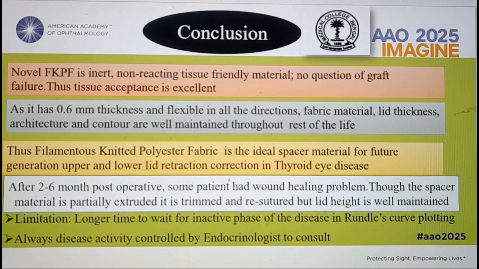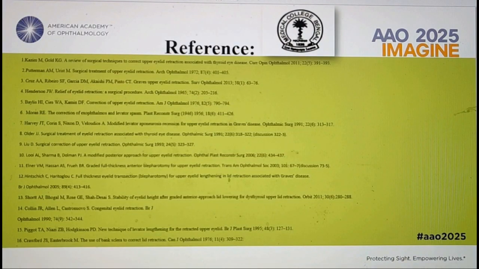thyroid eye disease. After 2 to 6 months post-operatively, some patients had a wound healing problem, and the spacer material was partially extruded, but it was trimmed and resutured, and the lid height was well maintained throughout the post-operative period. Limitation: a longer time to wait for the inactive phase of the disease in Rundle curve plotting. Disease activity should always be controlled by consulting the endocrinologist. This is my reference. Thanks for your kind attention.